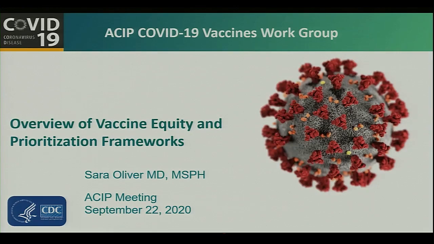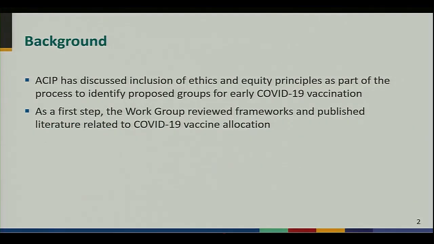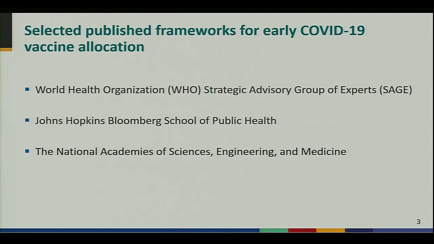Thank you. Good afternoon. Next slide. So ACIP has discussed the inclusion of ethics and equity principles as a part of the process to identify proposed groups for early COVID-19 vaccination. As a first step, the work group reviewed frameworks and published literature related to COVID-19 vaccine allocation. Next slide. Several groups have published frameworks for early vaccine allocation, including the WHO's Strategic Advisory Group of Experts, or SAGE, the Johns Hopkins School of Public Health, and the National Academies of Science, Engineering, and Medicine. And we'll go through each of these three shortly. Next slide.